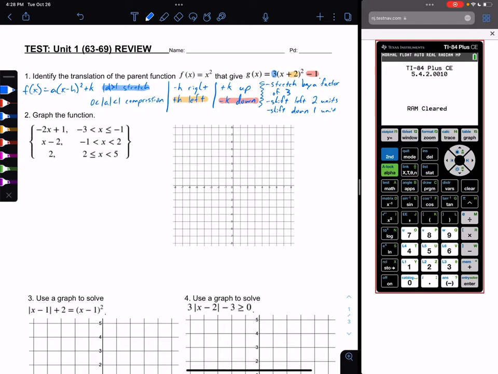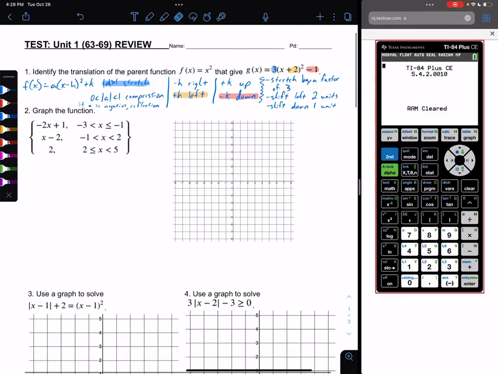There's also the possibility of a reflection. That doesn't happen in this one, but if a is negative, there's a reflection, and I'm not going to go into too much detail, mostly because it doesn't happen on the test, so you don't have to worry about it. But if a is negative, there would be a reflection over the x-axis. All right, moving right along.